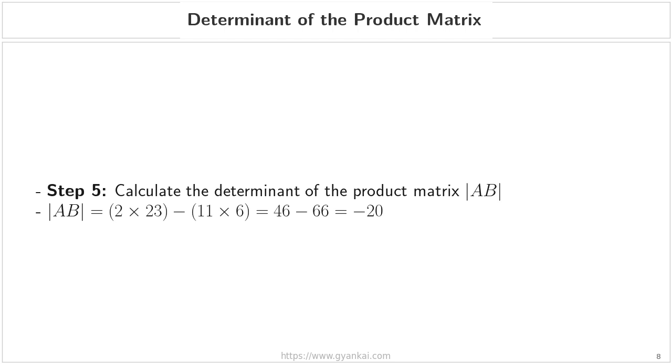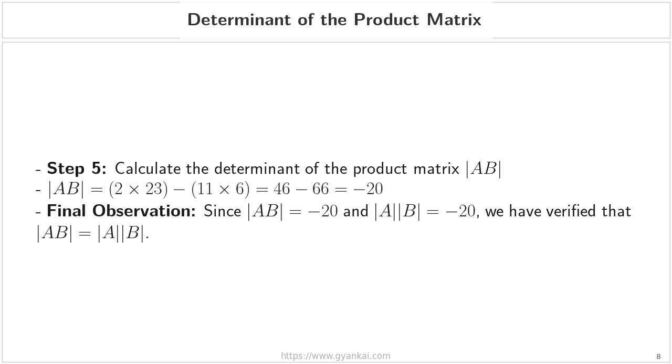Determinant of the product matrix. Now, we have reached the final step of our numerical verification. In step 5, we need to calculate the determinant of the product matrix we just found, which is the determinant of AB. Looking at our matrix AB, we multiply the top left element, 2, by the bottom right element, 23, and then subtract the product of the top right element, 11, and the bottom left element, 6. This gives us 46 minus 66, which results in -20.